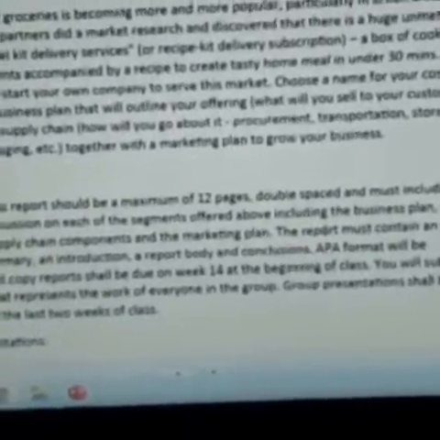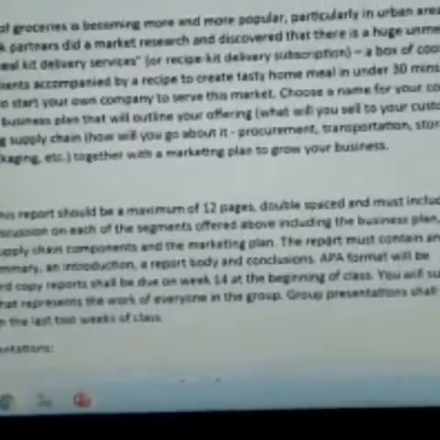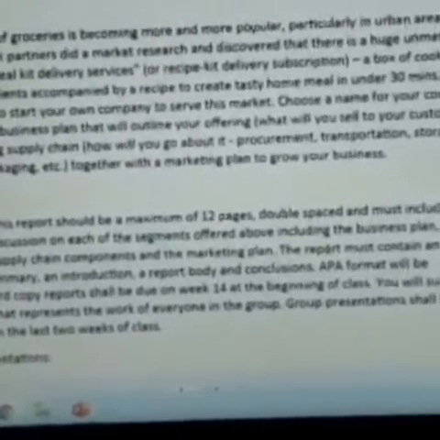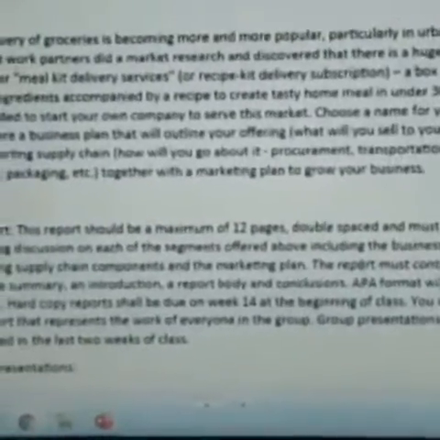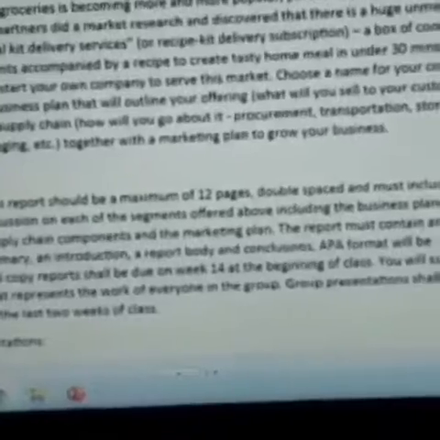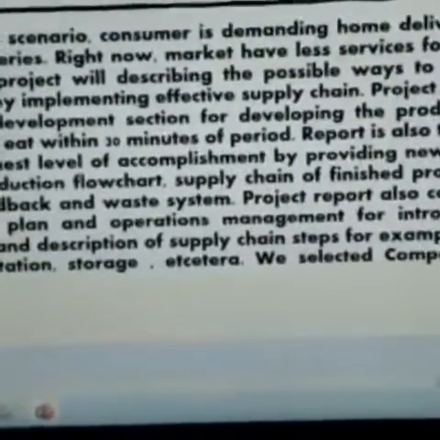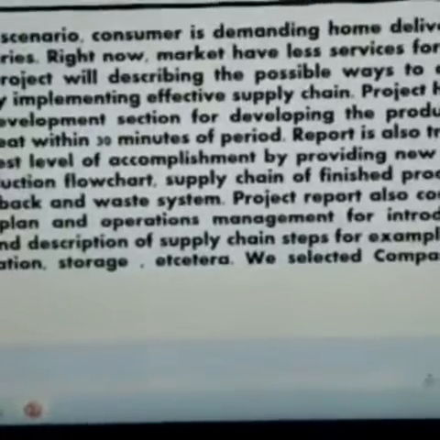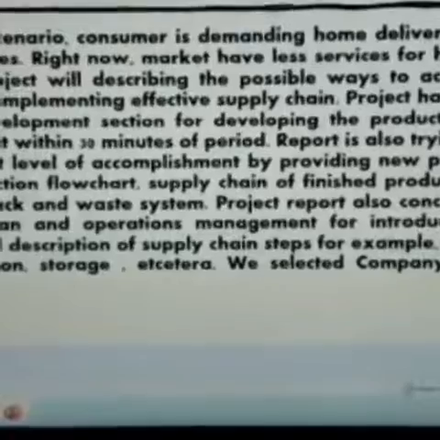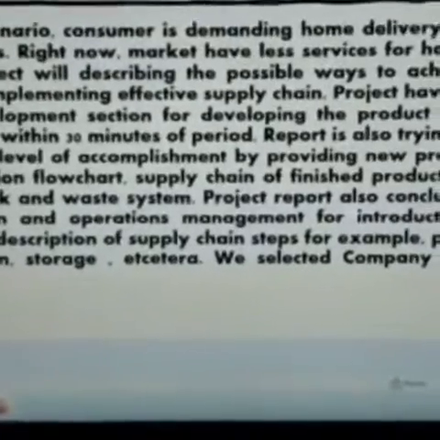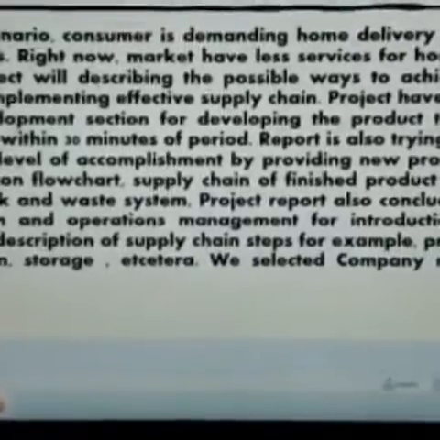Here we are describing our project, which is based on home delivery of groceries and meal kit delivery services, according to what we learned in supply chain functionality. In the present scenario, consumers are demanding home delivery services for their groceries. Right now, the market has few services for home delivery, and our project will describe the possible ways to meet market demand by implementing an effective supply chain.